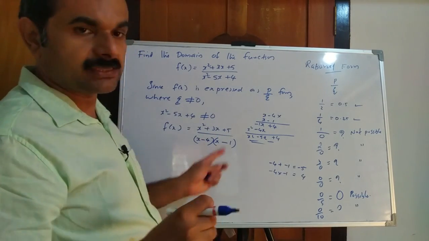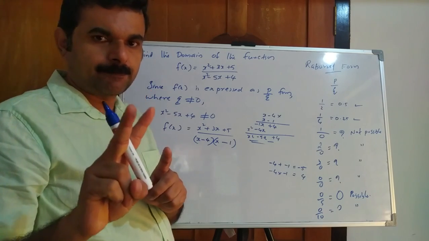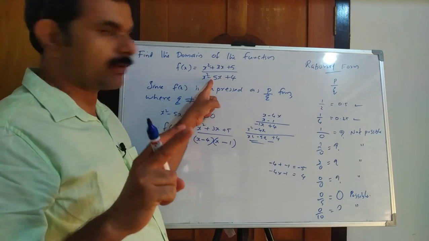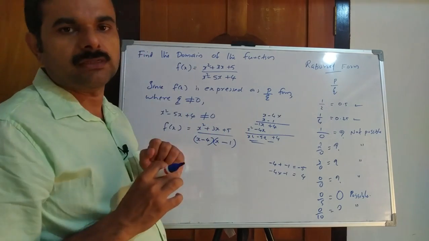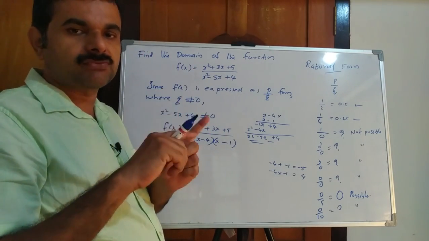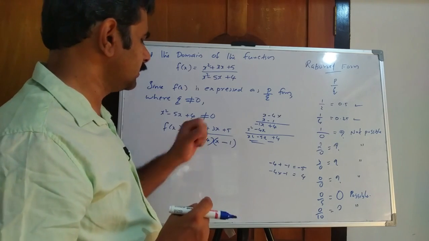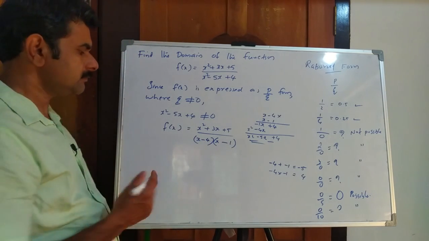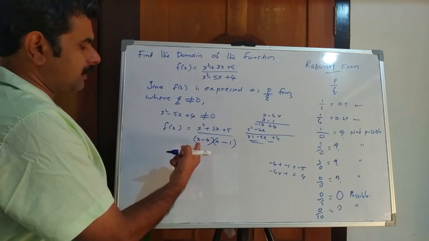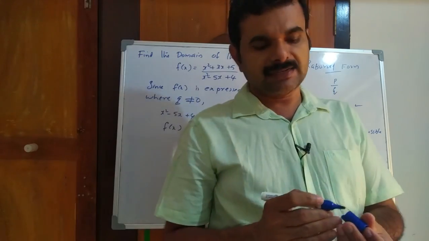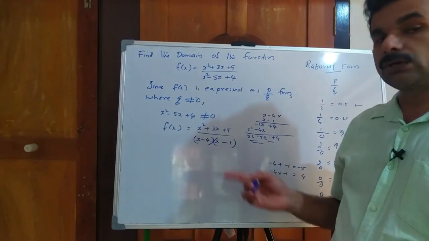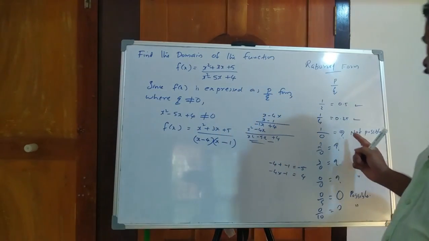The simple way is to identify two numbers whose sum will be minus 5, the middle term, and whose product will be plus 4. Then which are the numbers? Minus 4 and minus 1. Then here, for what values of x is this function f of x not defined, or not possible?